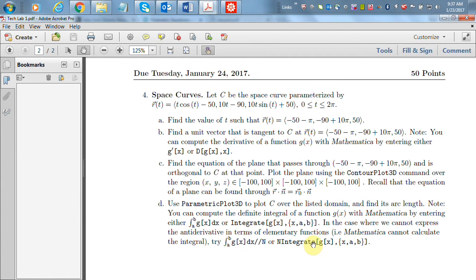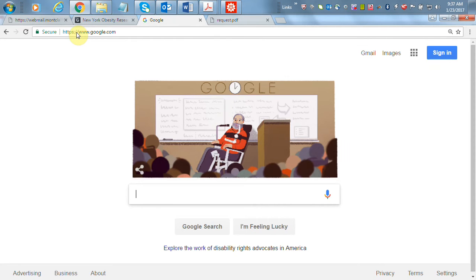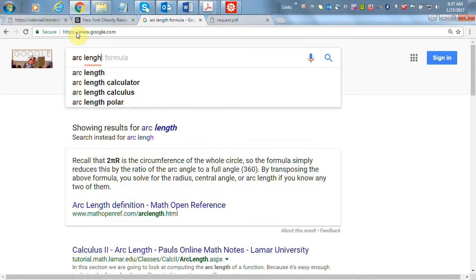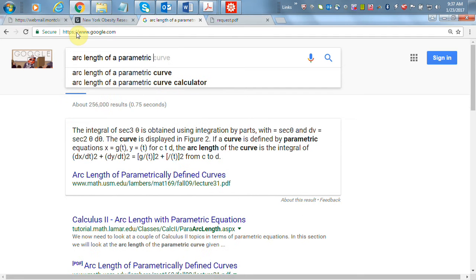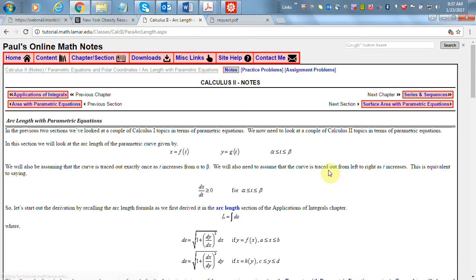And the last one is they want you to find the arc length. There's a formula for arc length. It's exactly what it sounds like. It's the actual length of the arc. The Google search you should do is arc length of a parametric curve. And you'll see a tutorial math PDF here. It's a formula. And there you go.